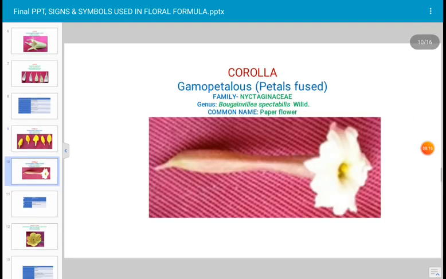Next slide. This is the corolla. It is a gamopetalous corolla because all the petals are united. Its common name is paper flower, it is a very common plant, and its botanical name is Bougainvillea spectabilis. The family is Nyctaginaceae.